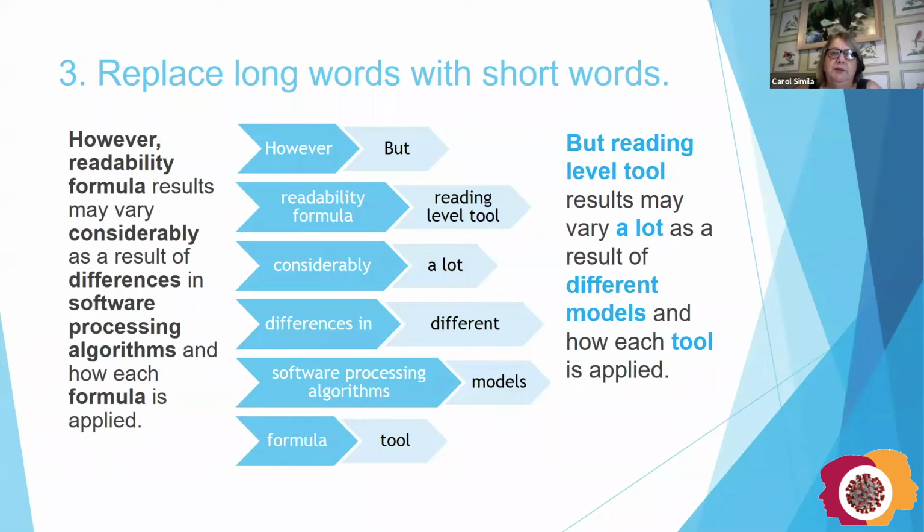Tanya says, what is your opinion on the Flesch-Kincaid readability tool that is available in Microsoft Word? Any value in using it? Yes, I use it.